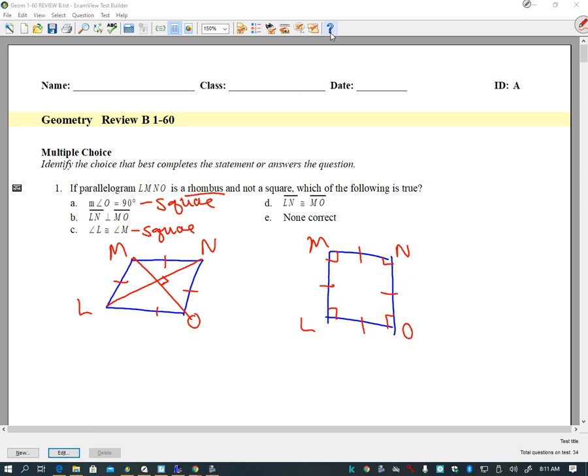This says that LN is congruent to MO, all right? And that's what you said earlier about the square, that the diagonals were congruent to each other. Well, that's a square. Over here, these lengths from LN to MO are not necessarily the same length. You follow me? So the property that we want to use is that the diagonals are perpendicular.